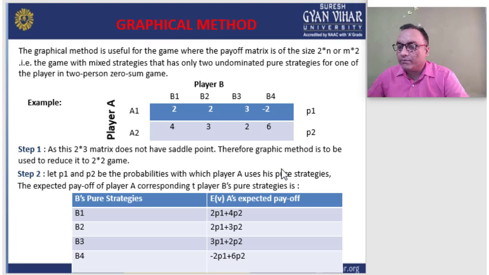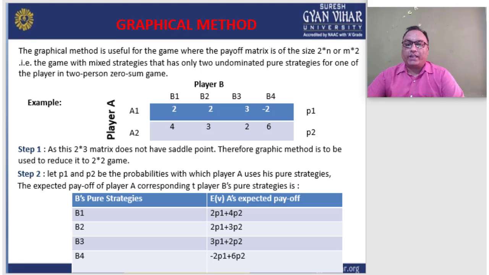So the maximin and minimax values are not equal for this case. If both are not equal, then this is a mixed strategy problem, right? And in this case, a saddle point does not exist.